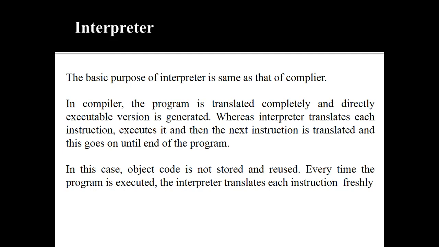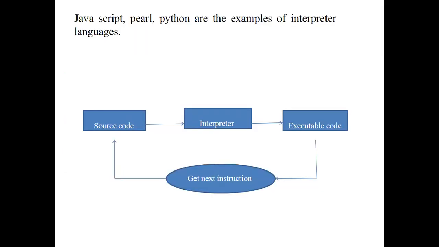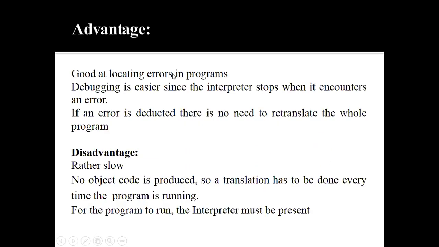Every time the program is executed, the interpreter translates each instruction freshly. Here are some examples of interpreted languages: JavaScript, Perl, and Python, which are the most used nowadays. There is a source code, then the interpreter, and then the executable code. Then again the next instruction, and this cycle moves on and on.